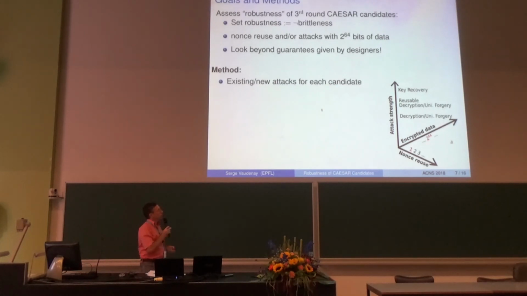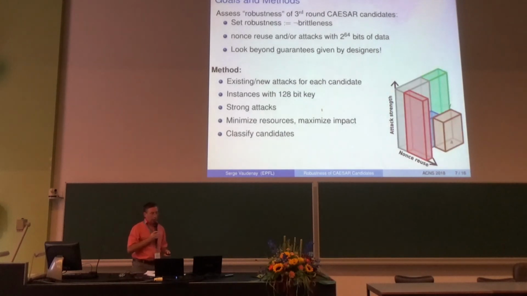We wonder if we can make a universal forgery. We wonder if we can make these attacks in a reusable way, which means that maybe these attacks have a high complexity, but once we have run them once, then the second attack is much cheaper. So the cost of running this attack can be amortized if we want to run it several times. So we wonder if the attacks are reusable. So that's what we did.